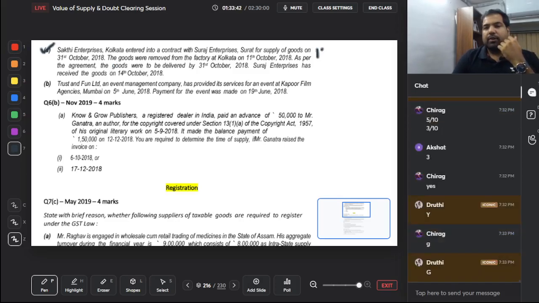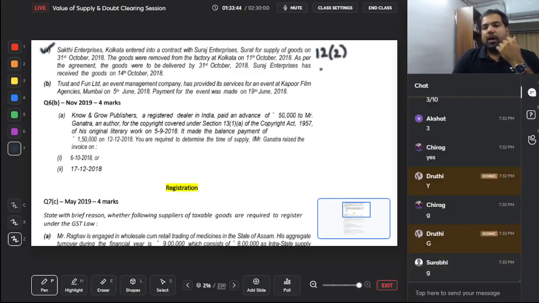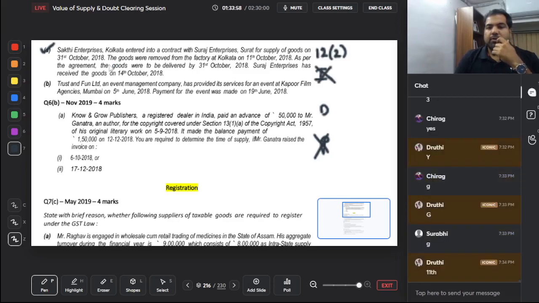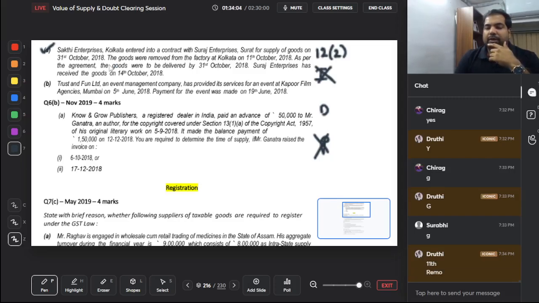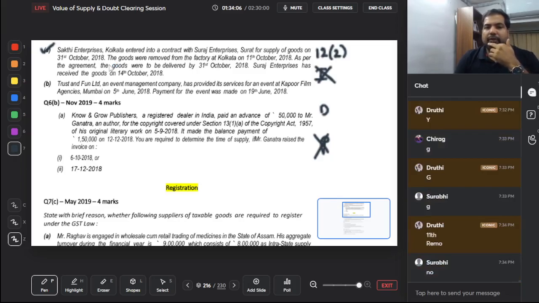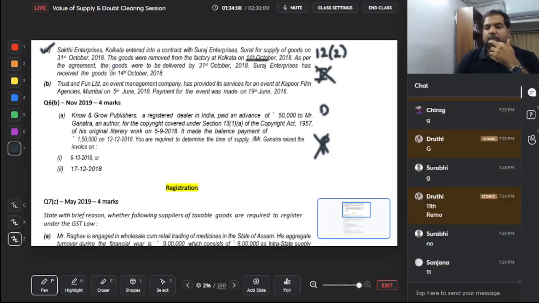Goods, section 12(2). I demand payment. Payment is to be ignored. Please tell me the invoice date. No invoice date mentioned. Have they mentioned the invoice date? No. What is the due date of invoice, guys? Whenever the goods are removed or delivered, whenever they removed, 11th October. So 11th October becomes the time of supply.